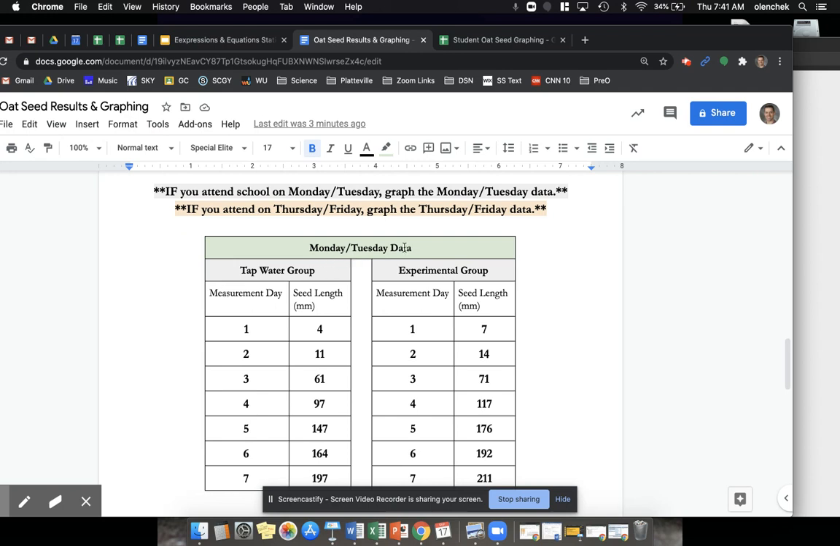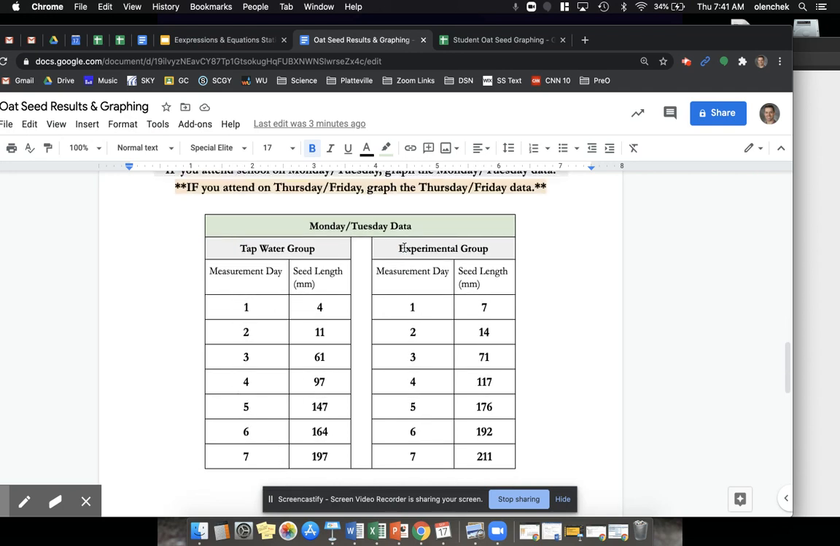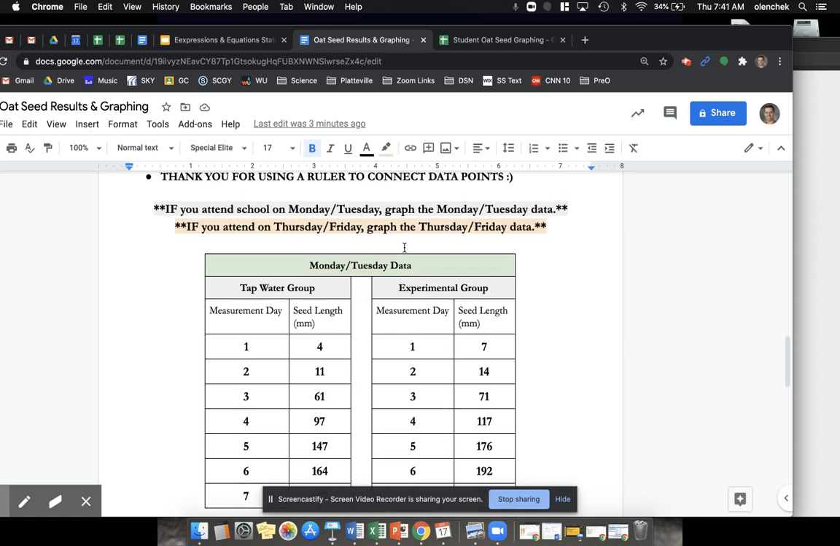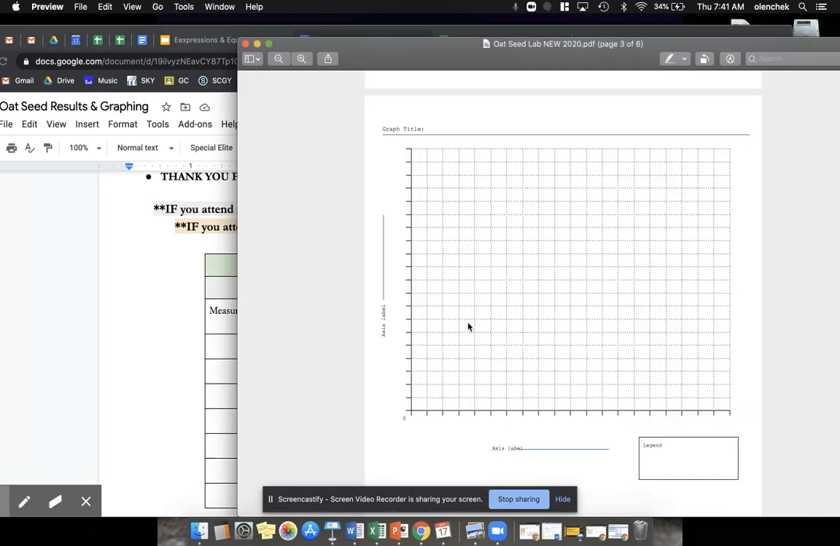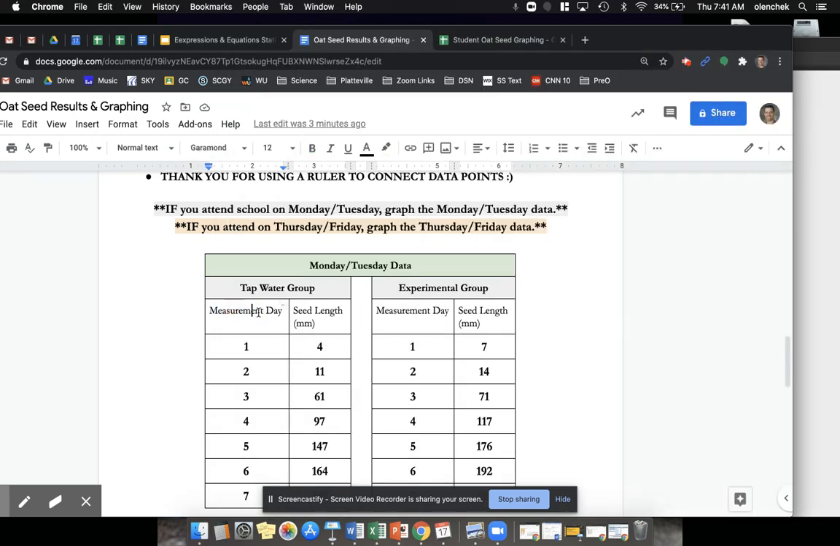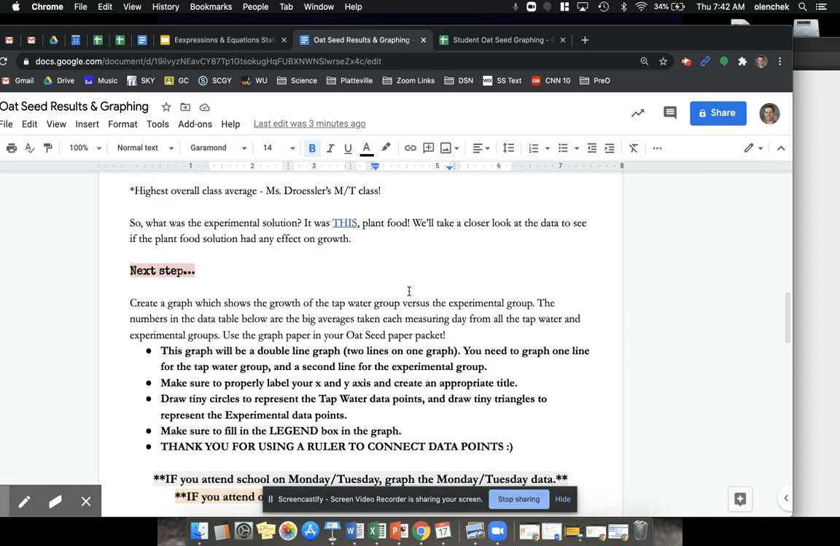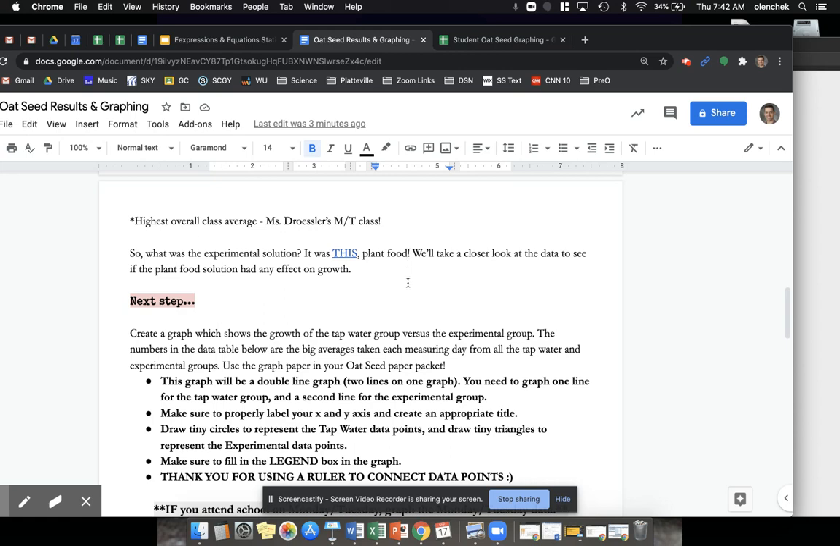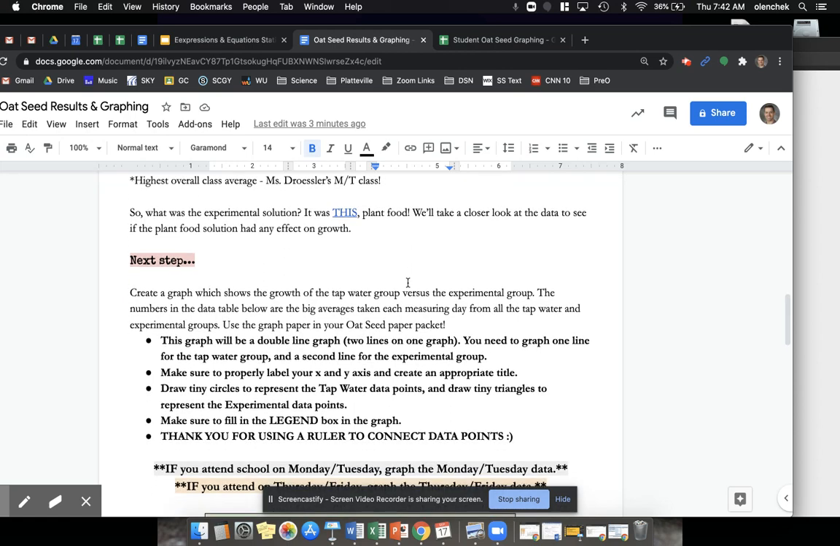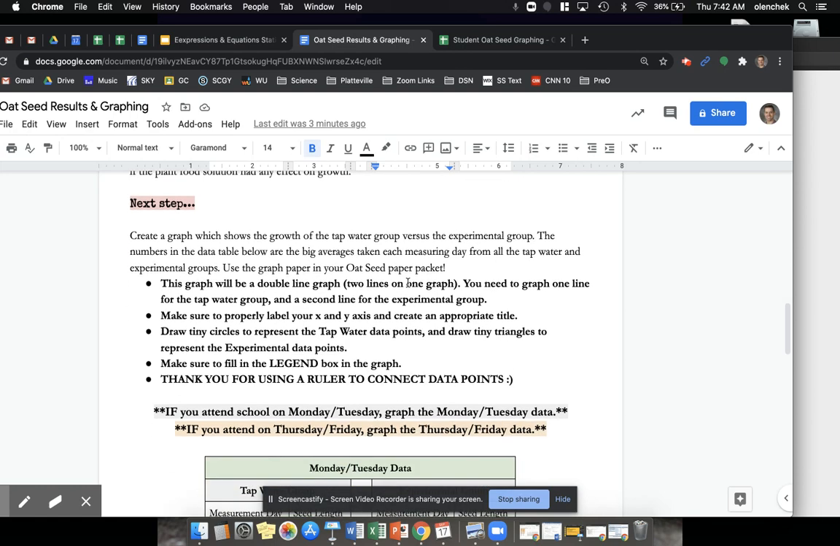So you are going to use this data right here to make a double line graph. Double line graph means there are going to be 2 lines on this graph, not just one. It's not a bar graph, it's a line graph. One of your lines is going to be tap water data, which is right here. The other line is going to be experimental data. You might have been wondering what that experimental solution was. It was plant food, fertilizer. So you're going to find out whether that solution was more effective in growing your seeds taller.